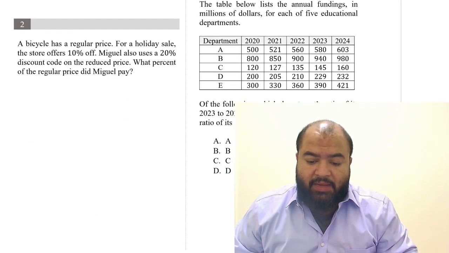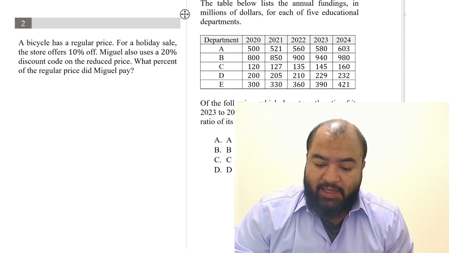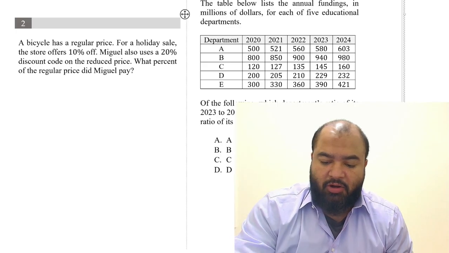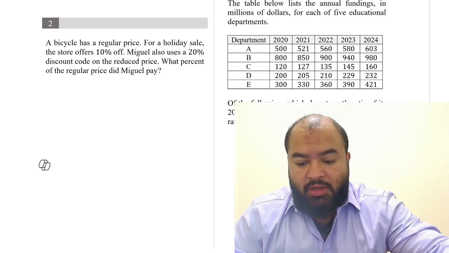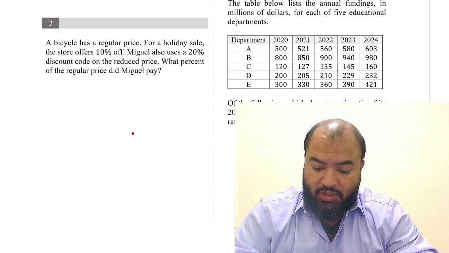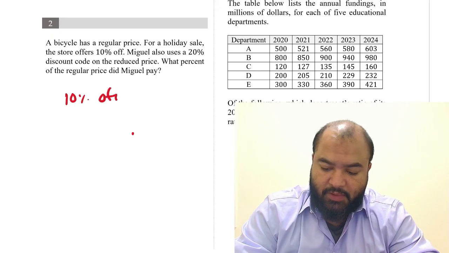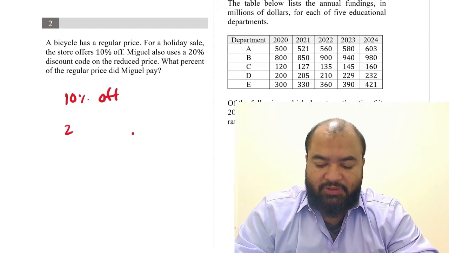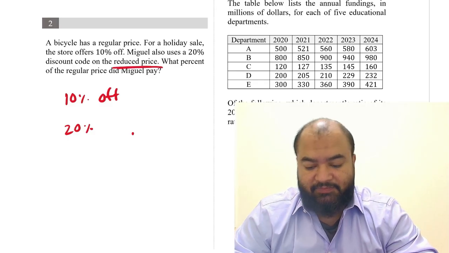Question 2. A bicycle has a regular price. For a holiday sale, the store offers 10% off. So it's a discount. Miguel also uses a 20% discount code on the reduced price. What percent of the regular price did Miguel pay?